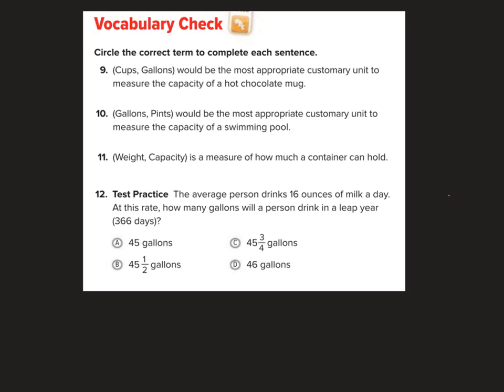Okay. All right, so now we're going to do the vocabulary check. Circle the correct term to complete each sentence. Cups or gallons would be the most appropriate customary unit to measure the capacity of a hot chocolate mug. Definitely not gallons. I hope you're not drinking that much hot chocolate. Cups is a smaller unit of measurement, so we would use that.